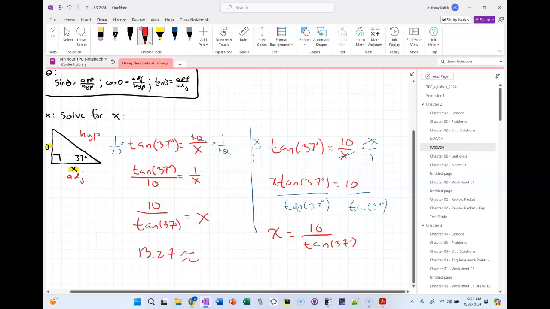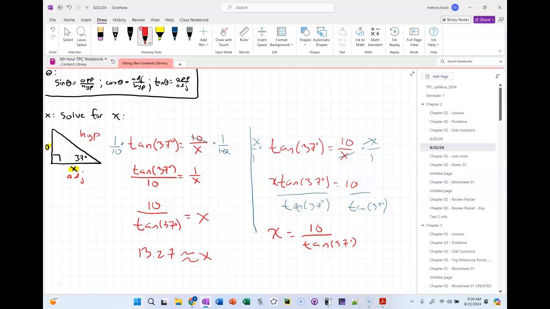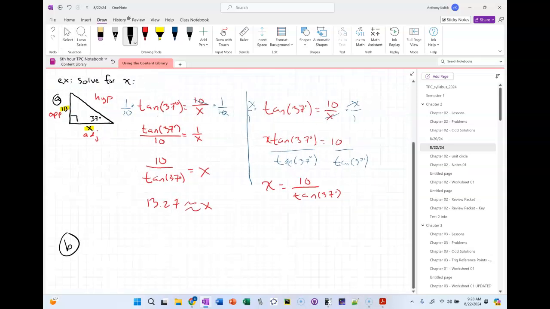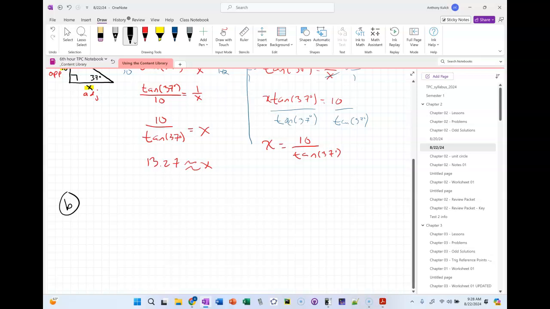So we got about 13.27. If you switch your mode and redo that calculation on your calculator, you'll now get the 13.27. Does everybody feel okay so far? No big deal? Look familiar? All right. Let's do another.